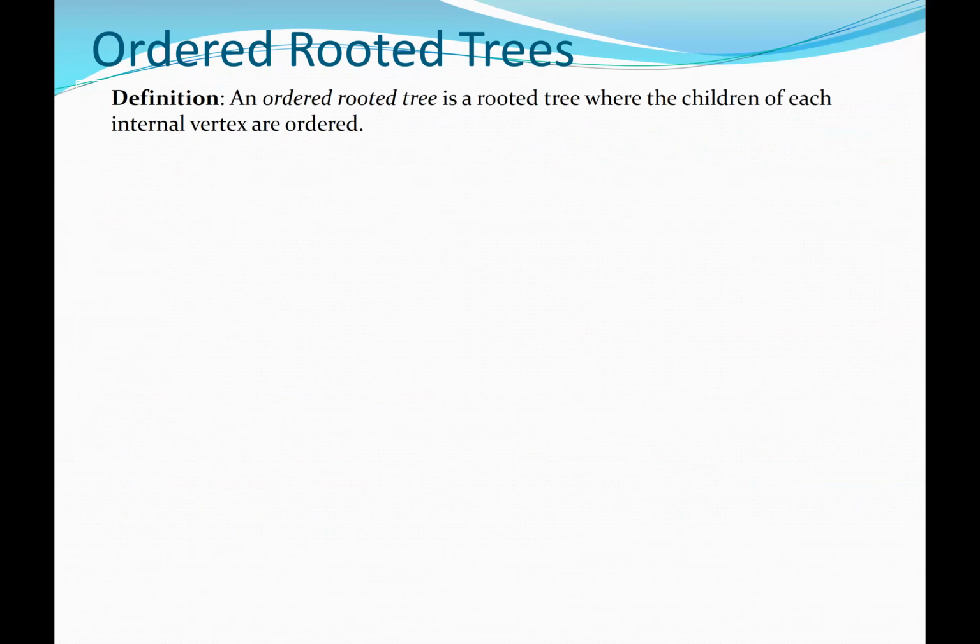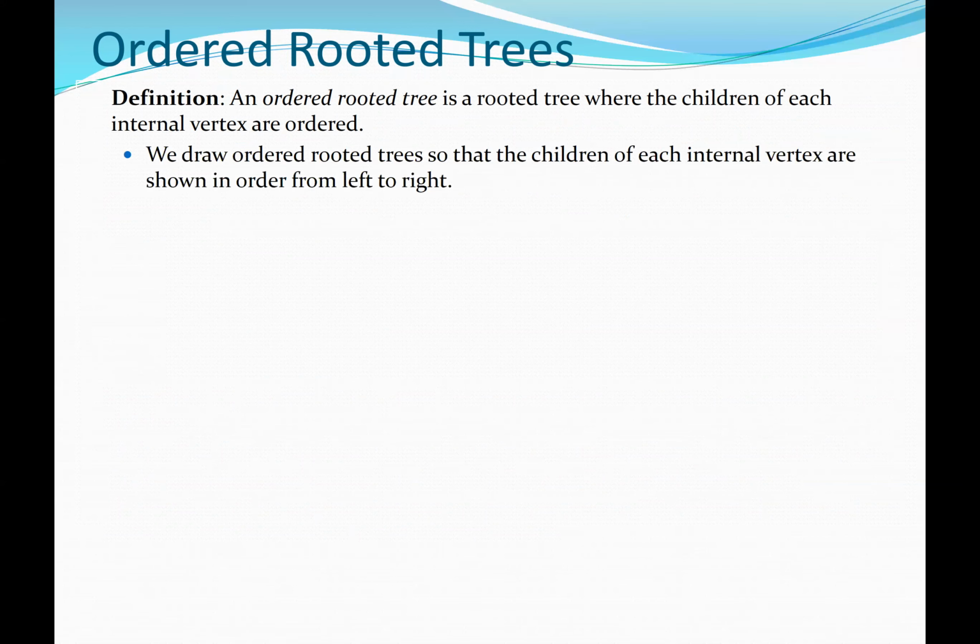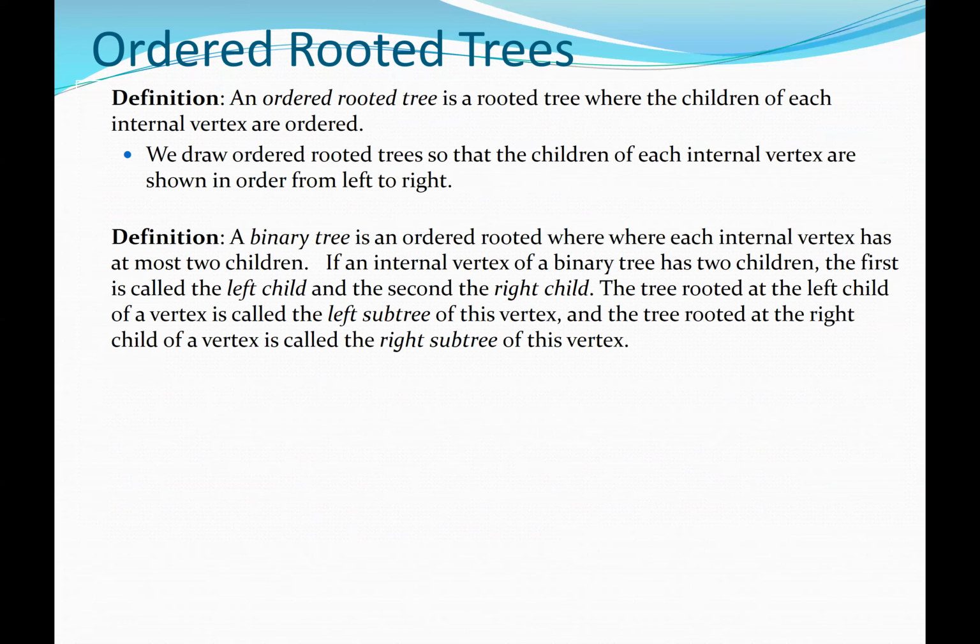So what is that? An ordered rooted tree is a rooted tree where the children of each internal vertex are ordered. So we draw an ordered rooted tree so that the children of each internal vertex are shown in order from left to right. That's why we have an ordered rooted tree. So a binary tree is an ordered rooted tree where each internal vertex has at most 2 children, right? That's what we call binary.